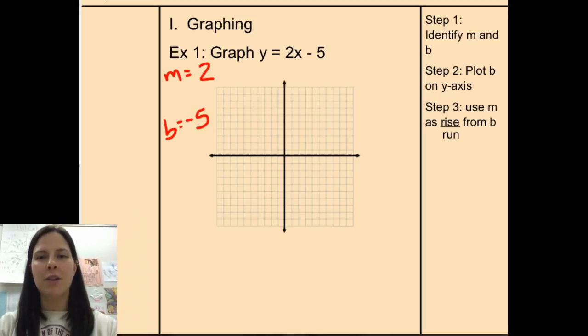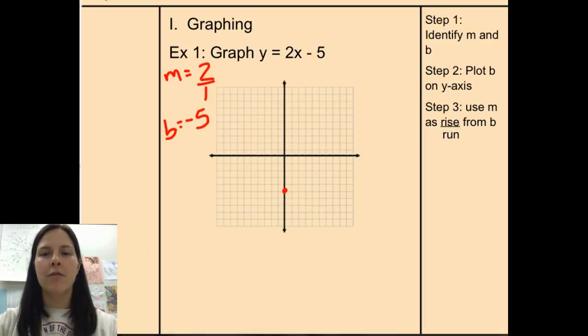We're going to start by graphing the y-intercept, so we're going to go down 5 on the y-axis and plot our first point. From that point, we're going to use our slope as rise over run. In this case, our slope is an integer, so we have to turn it into a fraction so we can have rise and run. Anytime you have an integer, you turn it into a fraction by putting it over 1. From the y-intercept, we're going to rise 2 and run 1.